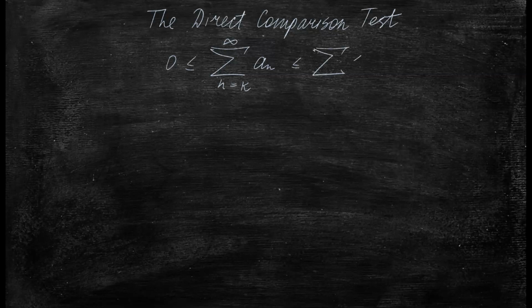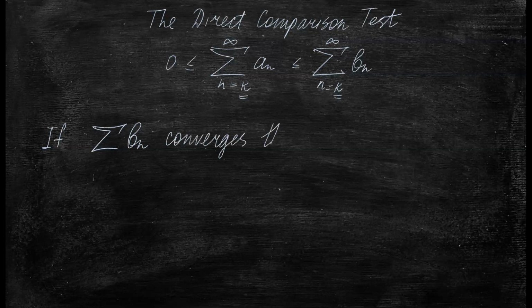So term by term, the one series is bigger than the other series starting at some value k, right? So again, it doesn't matter what happens for the first finitely many k terms. It only matters what happens for the infinitely many remaining terms. So if the following relation holds starting at some value k, then we can draw the following conclusions. If the largest series converges, then the smaller one also converges.